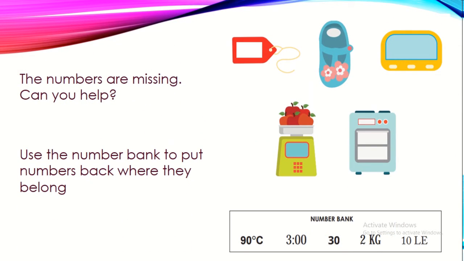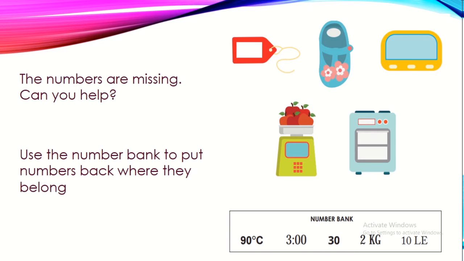The numbers are missing. Can you help? Use the number bank to put numbers back where they belong. Let's read the number bank. 90 degrees, 3 o'clock, 30, 2 kilograms, 10 LE or 10 pounds. Okay, now I want to use this number bank to put numbers back where they belong.